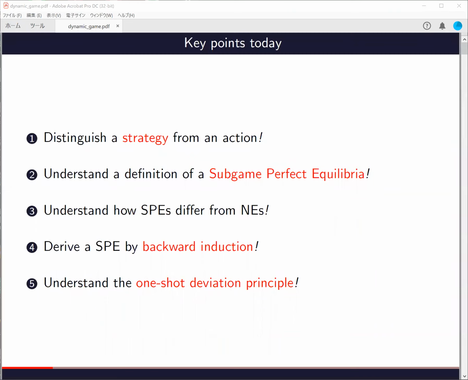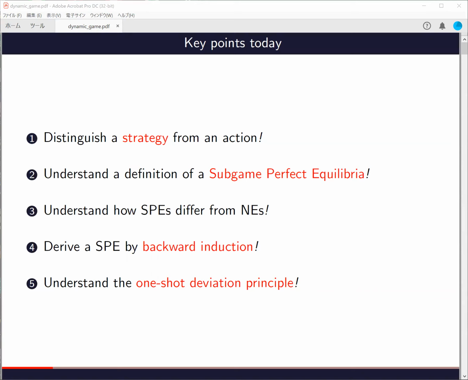In this tutorial, I will explain some of the key concepts in dynamic games of complete information. I'll start by explaining the difference between a strategy and an action with an example. The distinction between the two will be important in understanding the difference between Nash equilibria we covered so far and the new equilibrium concept called subgame perfect equilibria, which we often use to characterize the equilibrium in an extensive form game. We then learn how to derive a subgame perfect equilibrium by backward induction.